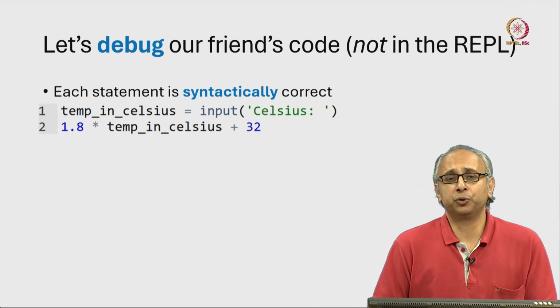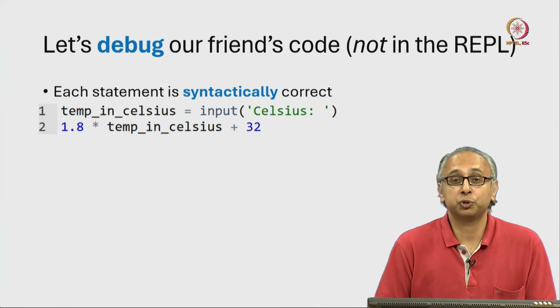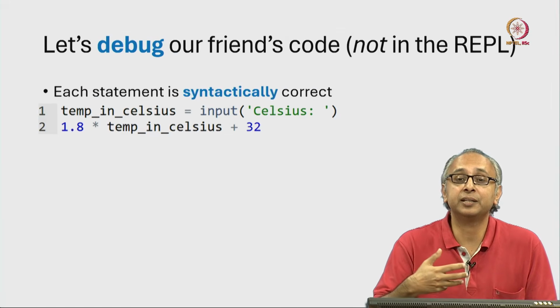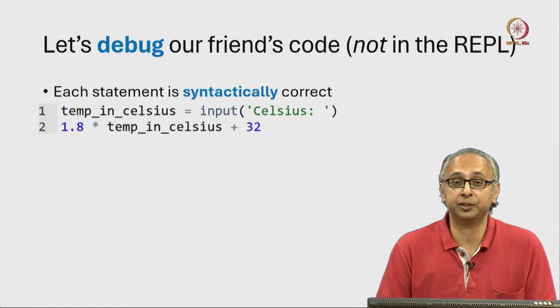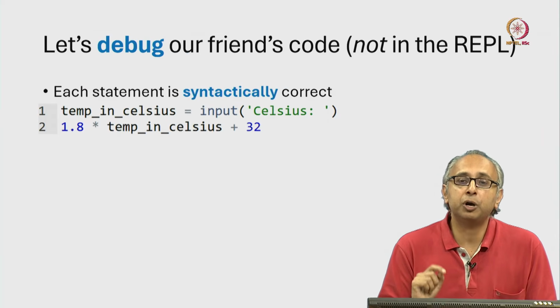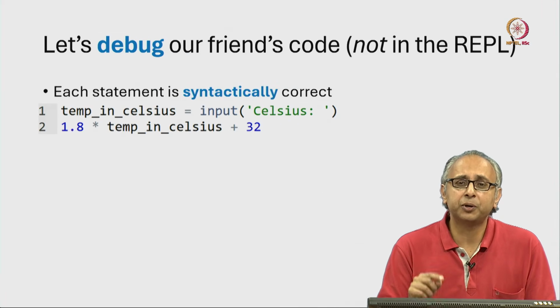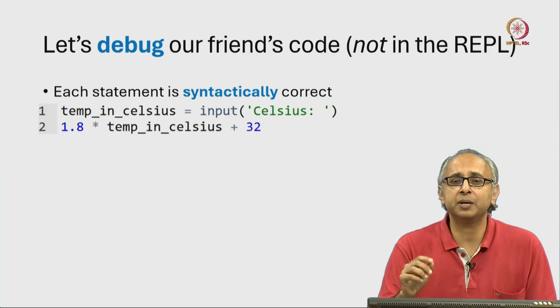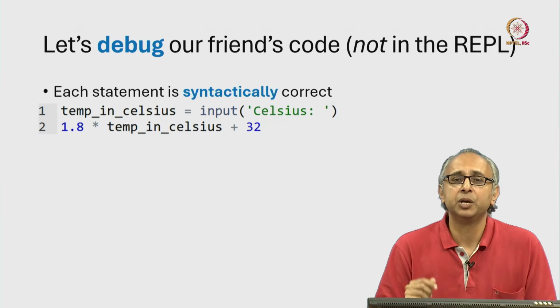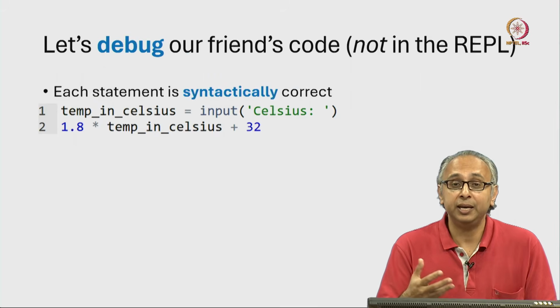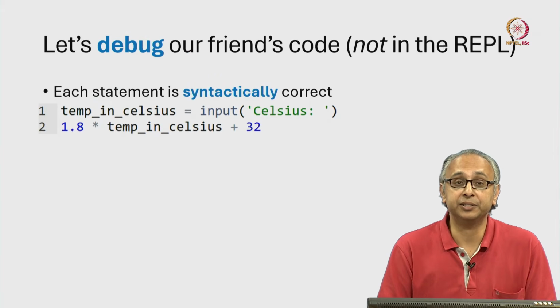Now our friend's code is incorrect. So what we're going to try and do is debug it. We're going to try and get rid of the errors in the code. Now I'm going to show you how we're going to debug this code, not in the REPL, because in the REPL, once you type something, you can't go back to it. So instead, we are going to edit this code in a code editor.